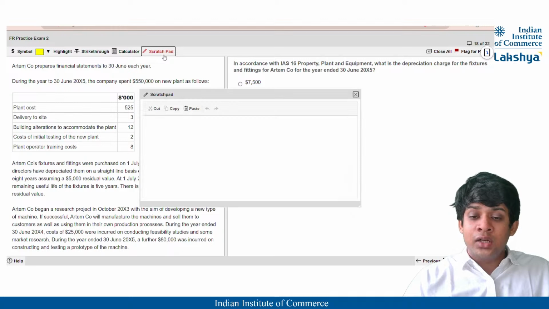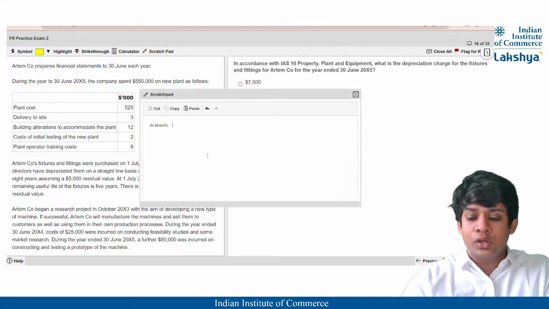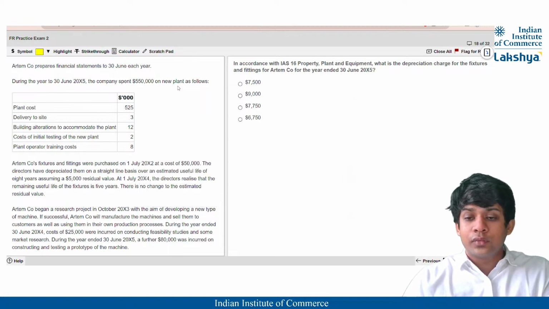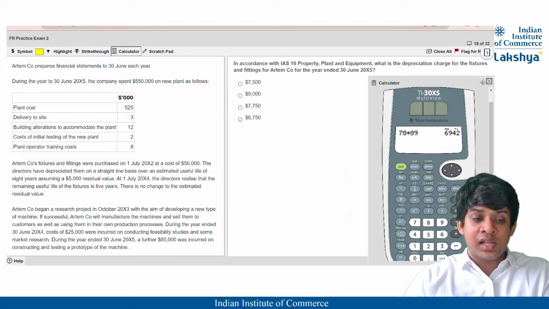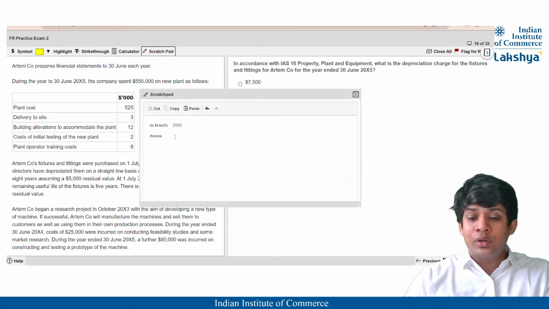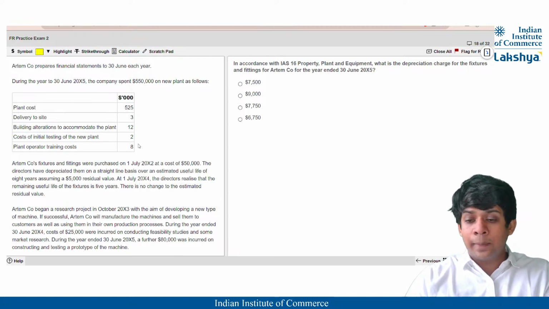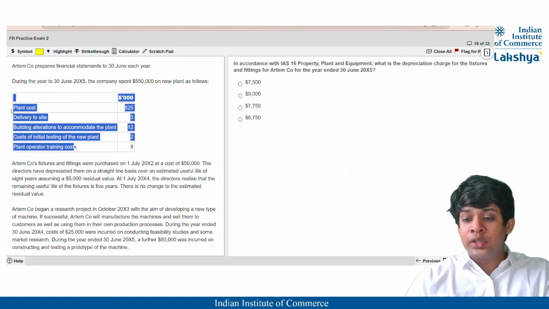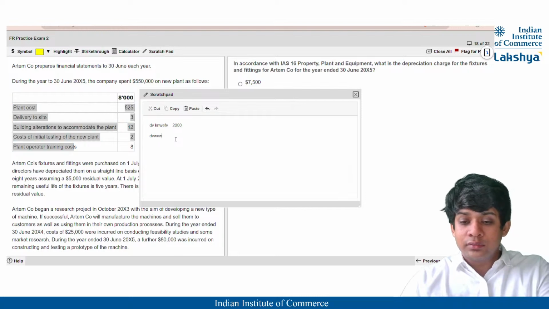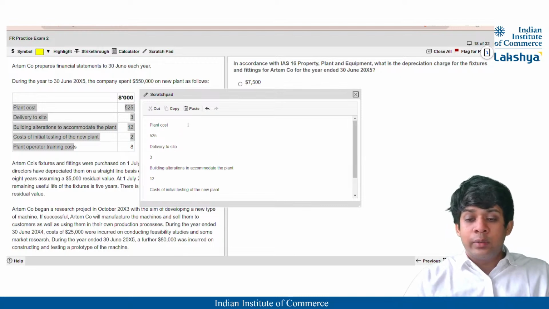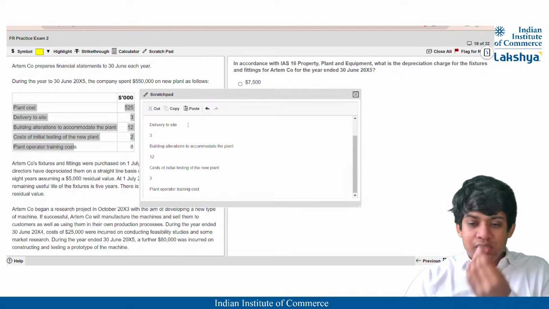Okay. You have a scratch pad here. You can type anything on the scratch pad, solve any sums here and do the calculations. You also have an option to copy and paste in the scratch pad. Say, for example, you wanted to copy this part. Then you don't need to type the whole thing, like plant cost will be this much, this will be this much. You just have to open your scratch pad. I don't know if it will paste. Yes, it did. So it will be pasted like this. Then you can just head on with it.